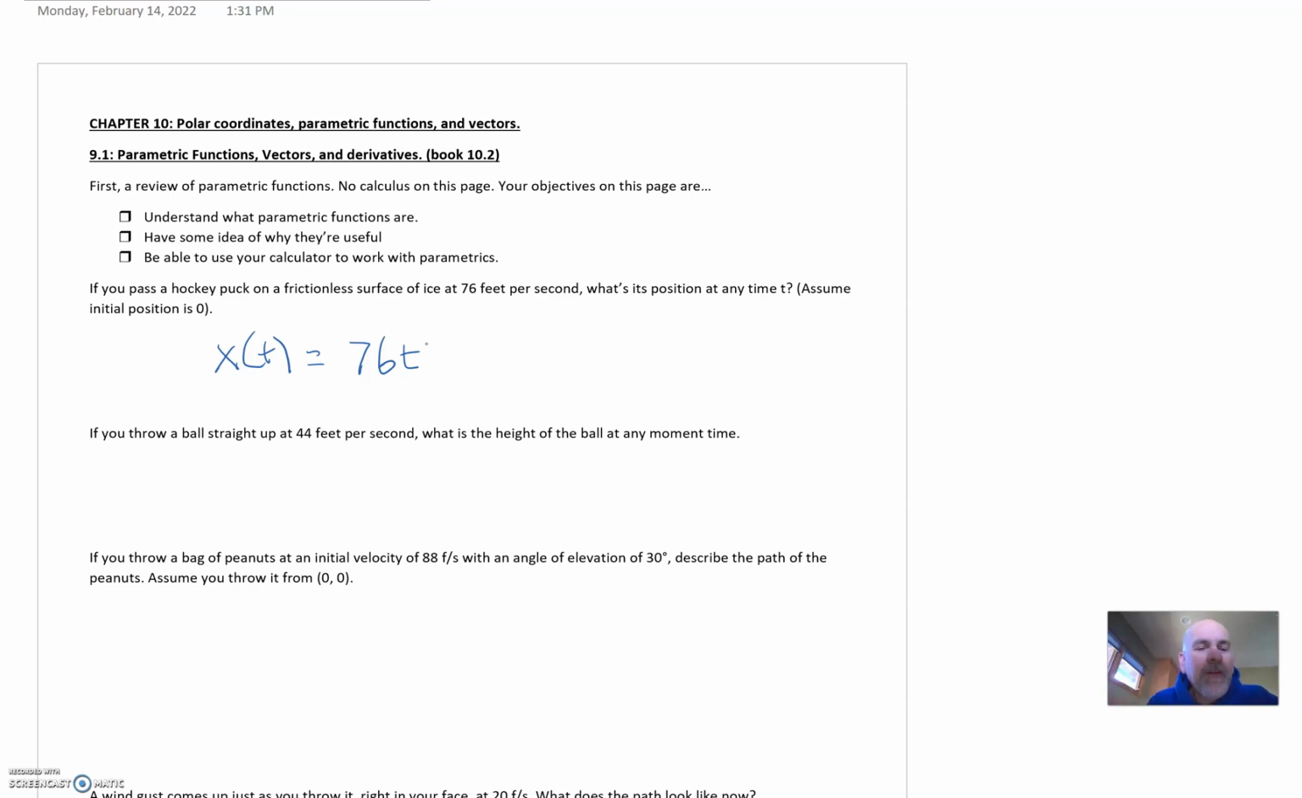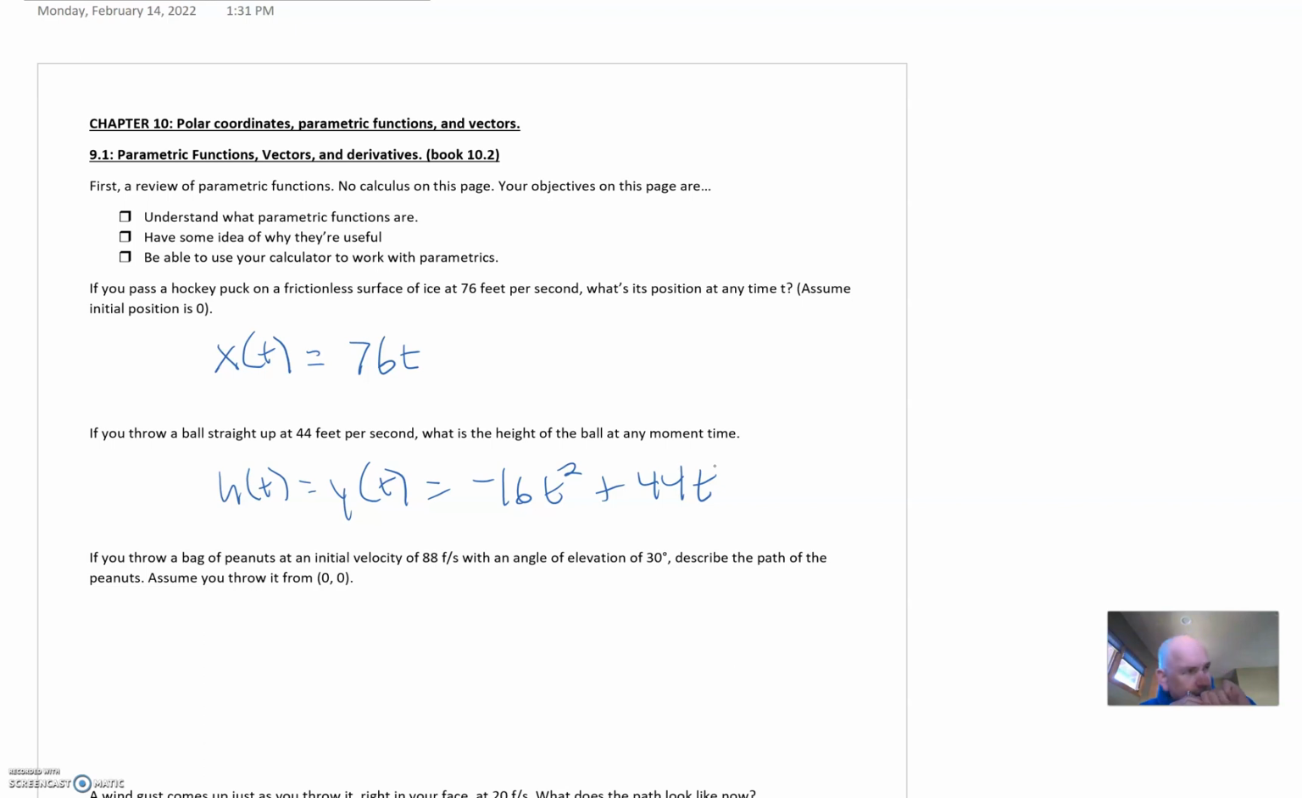Now, second question, if you throw a ball straight up at 44 feet per second, what is the height of the ball at any moment in time? And this is an old equation from Mr. Engel. We call it h of t, but I'm going to actually call it y of t for reasons that will be clear in just a little bit. And it's equal to negative 16t squared plus 44t. You studied this equation a little bit in Honors Algebra 2 Trig, but you're not required to know it. So just trust me on that.